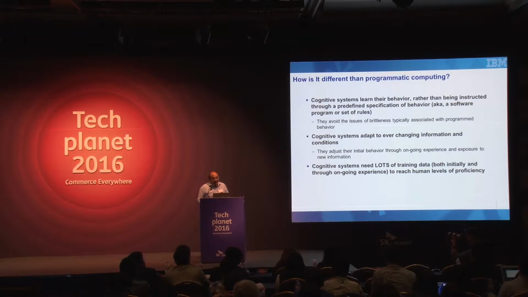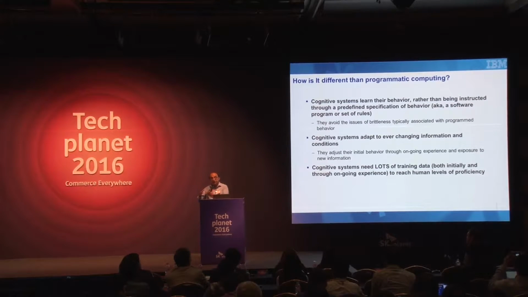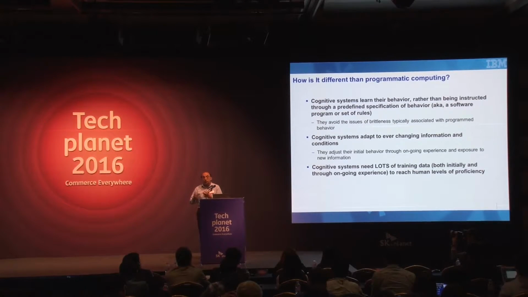And the other thing I want to highlight is that instead of writing rules, cognitive systems require a lot of training data. So I think the price one has to pay is to provide sufficient amounts of data to get the performance that's required. So it gives you more value, but you need to train it.